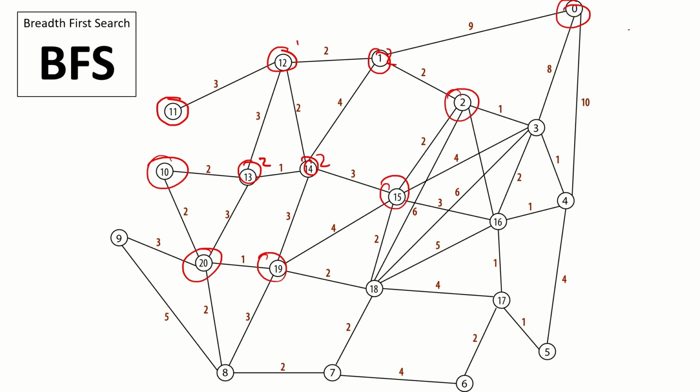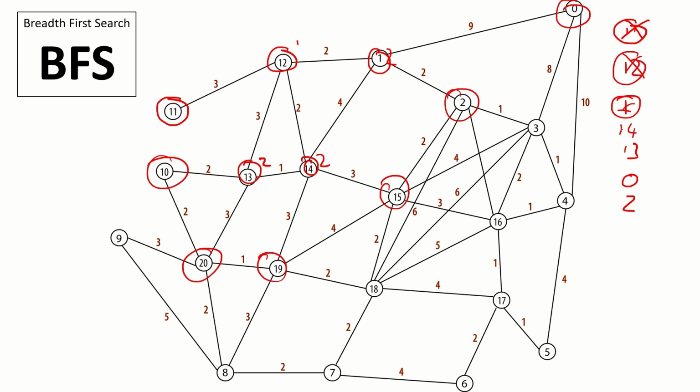So we start with 11, that's our starting point, and then we'll deal with 11, we'll interrogate 11, and we'll look at all the adjacent nodes, we've got 12. And then once we've got 12, we'll look at all the adjacent nodes to 12, and we've got 1, 14, and 13. Then we'll look at everything adjacent to 1, which is 0 and 2, that's these two.